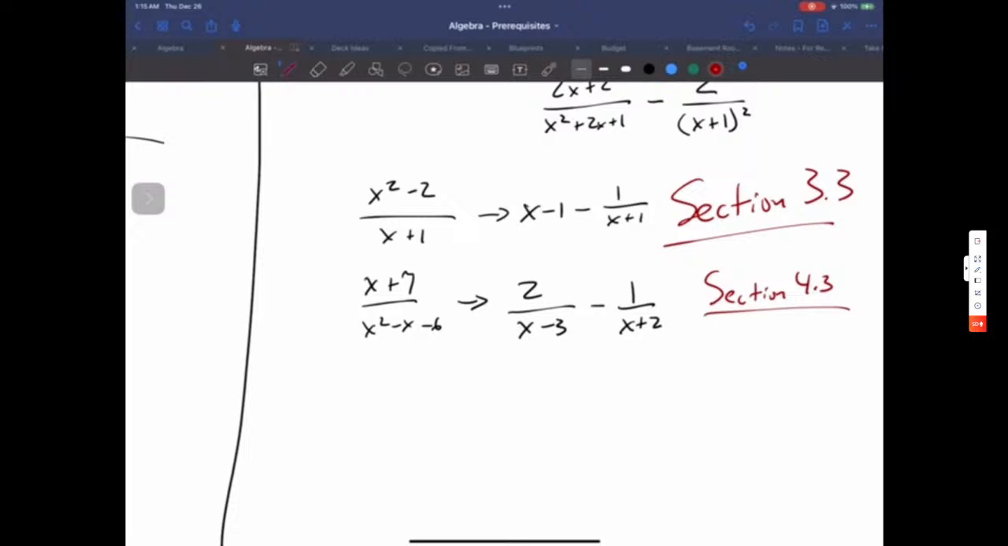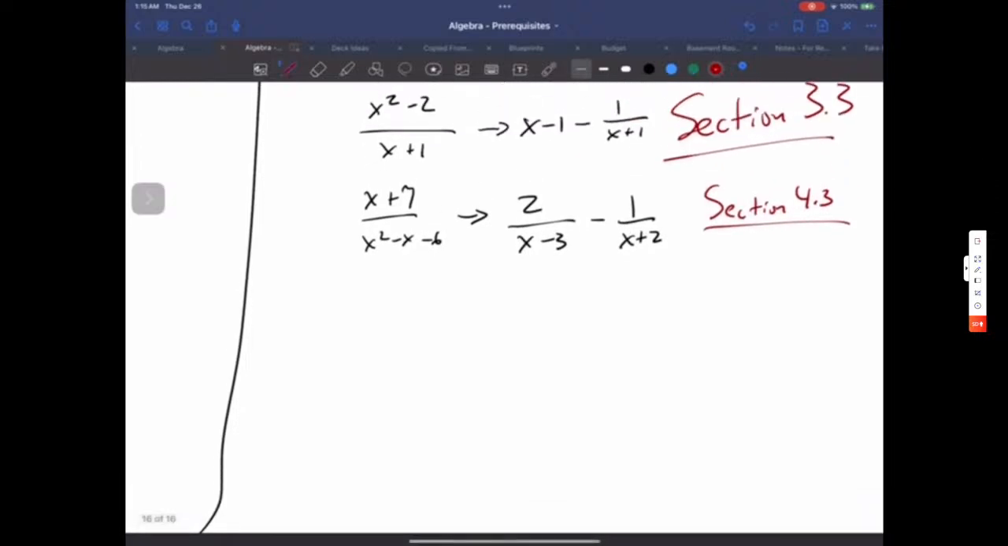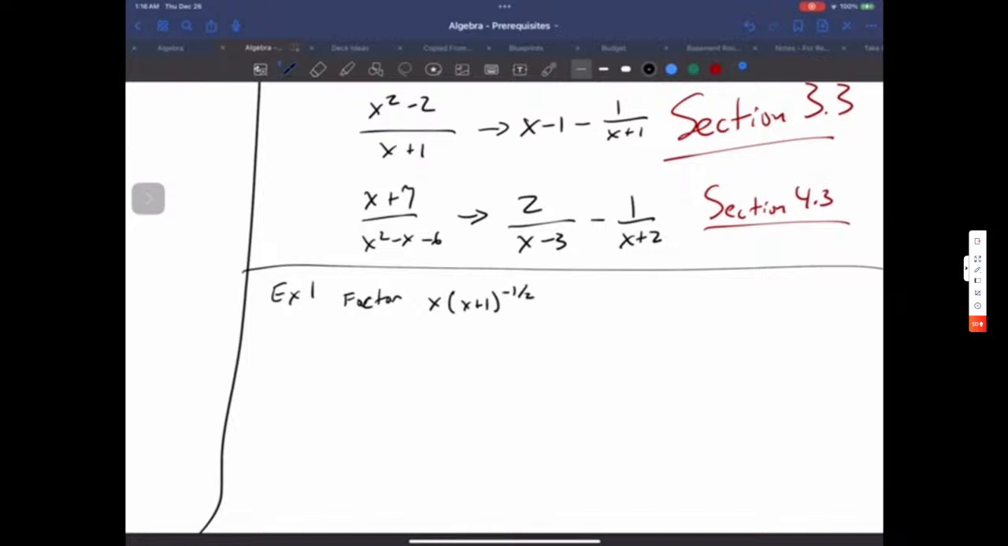And then he does the examples, so let's go through some of these examples. Let's see. So factors involving negative exponents. So he says, okay, so that's not right. That is also red. Okay, so example 1. Factor x times x plus 1 to the negative 1/2 plus x plus 1 to the 1/2.